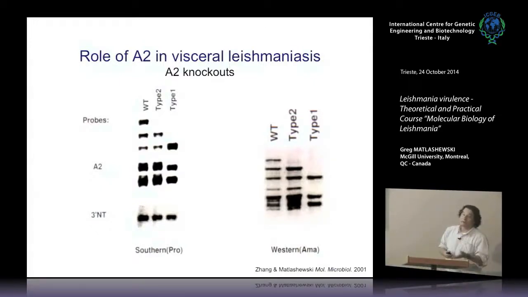This was difficult to do with A2 because there are many genes, so it's impossible to get rid of all of them this way. But we were able to get rid of some of them. So this is a Southern blot, which shows the DNA, the different genes present in Leishmania donovani. And through this technique, we were able to remove this gene. So you see this gene is present in the wild type. We could remove it from this type of parasite.